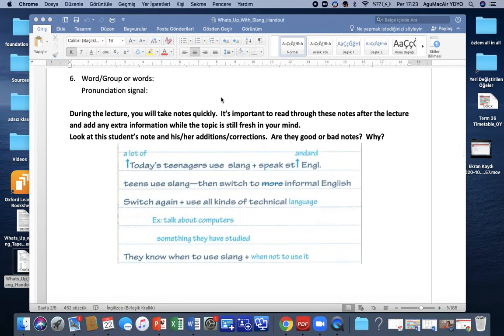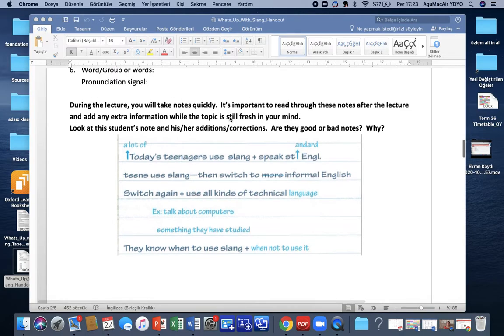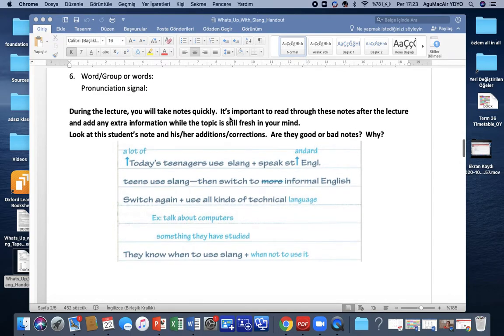Yes, note taking is not so easy as you know. So during the lecture, you need to take the notes quickly. You need to take the important information. And after you take the notes, it's very important to read through these notes because you may add some extra information while the topic is still fresh in your mind.